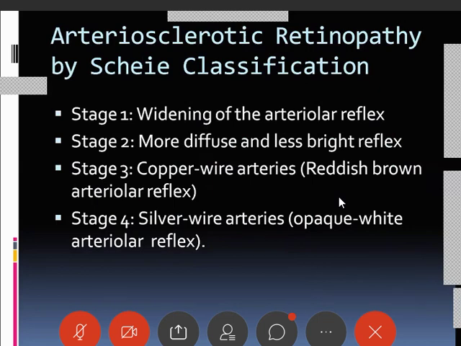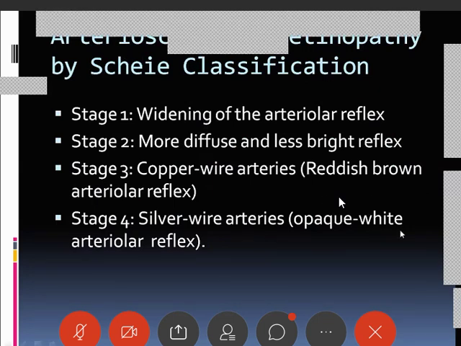The other classification is arteriosclerotic retinopathy by Scheie's classification. As I told you, especially in elderly individuals, there will be arteriosclerotic changes. In this classification there are four stages. The arteriosclerotic changes are depicted as changes in the arteriolar reflex.